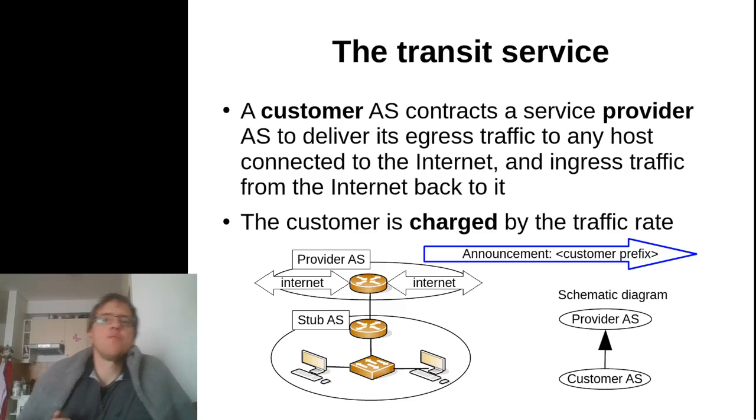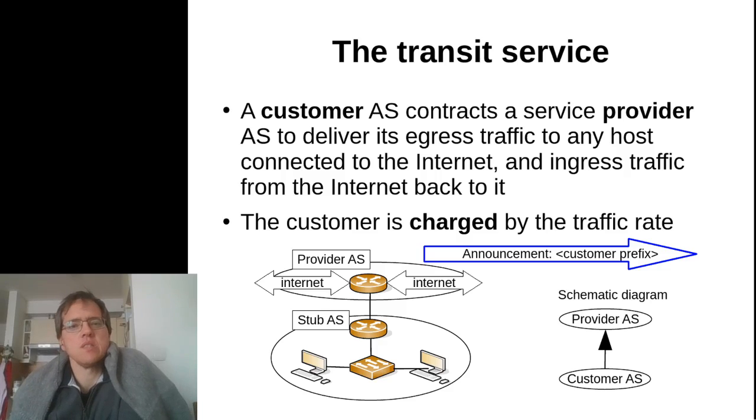And we are the first very important AS level business relationship in our service model was a transit service, when there is a customer AS that contracts a service provider AS to deliver its egress traffic to any host connected to the internet, and to deliver all the ingress traffic from the rest of the internet back to the customer AS. And of course, this is basically just connectivity to the rest of the internet in a similar vein as we buy connectivity as individual internet subscribers from an internet service provider.